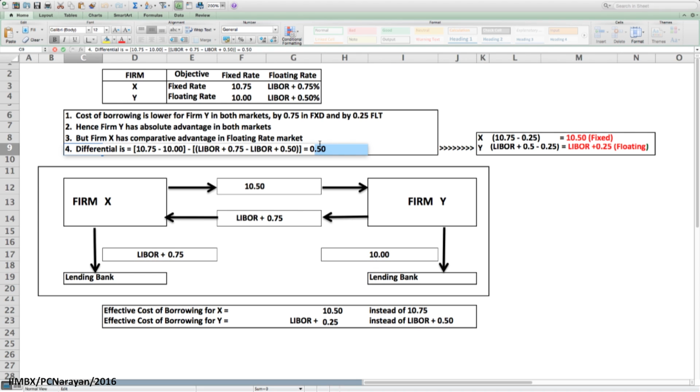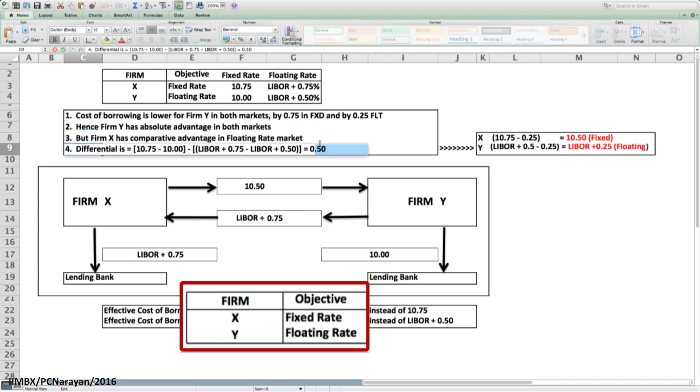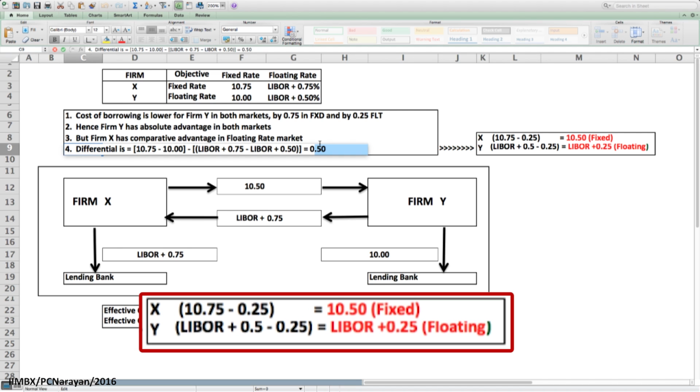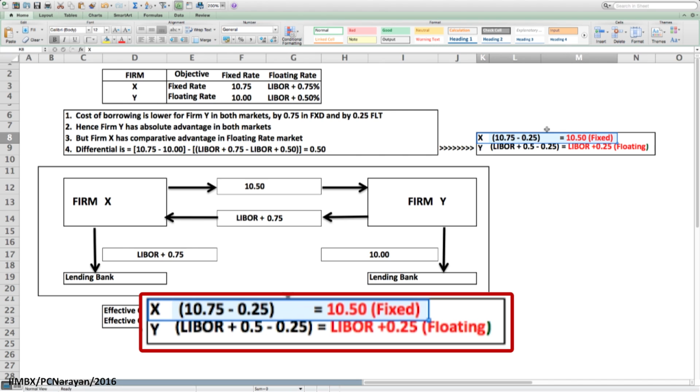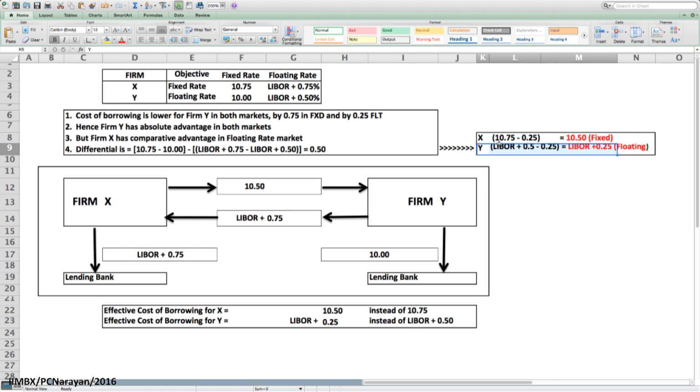Now, the objective of an interest rate swap is to use this benefit of 0.50 and reduce the cost of borrowing for both the parties X and Y, and make sure that X gets it at a fixed rate and Y gets it at a floating rate. Assuming that 50 basis points are split equally between X and Y, X's borrowing cost could reduce to 10.50 and Y's cost of borrowing could reduce to LIBOR plus 0.25%. Now, this might sound like magic, but let's see how this is achieved in an interest rate swap.